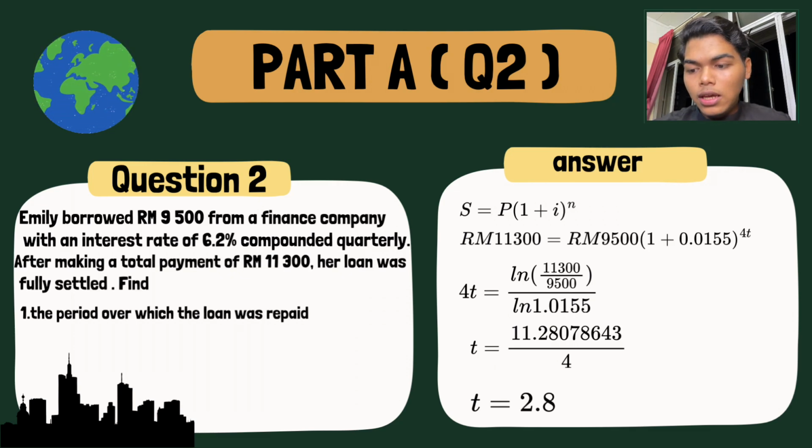For part A, question 2, Emily borrowed 9,500 from a finance company with an interest rate of 6.2% compounded quarterly. After making a total payment of 11,300, her loan was fully settled. The first question is to find the period over which the loan was repaid.